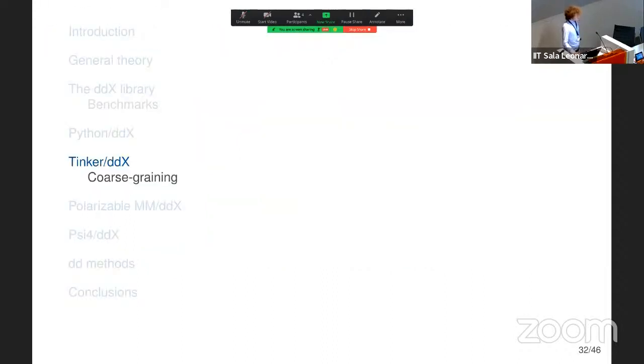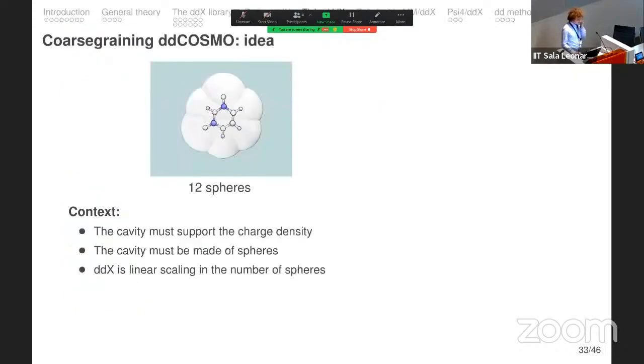In a different case, we also wanted to see how far we can push the limits of our implementation. The cavity is not really a physical quantity. It has 2 constraints. First, it must support the charge density: it's not allowed to have solute charge density outside the cavity. And second, in our case, it must be made of spheres. Our computational cost is linear scaling in the number of spheres, not in the number of atoms. So our idea was, can we somehow reduce the number of spheres?